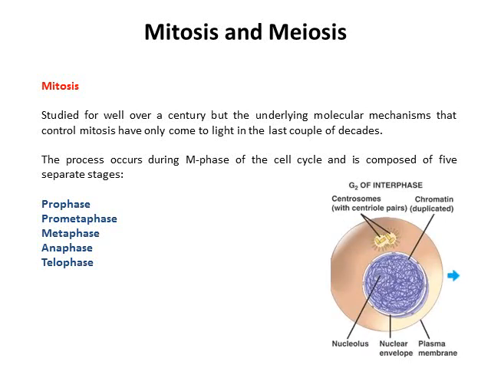So before we do that, I just want to show you what the cell looks like prior to the onset of mitosis. So this is a G2 cell, a cell that's in G2 phase of the cell cycle. So if you remember from the cell cycle, G1 is a growth phase, S phase is when we replicate our DNA.